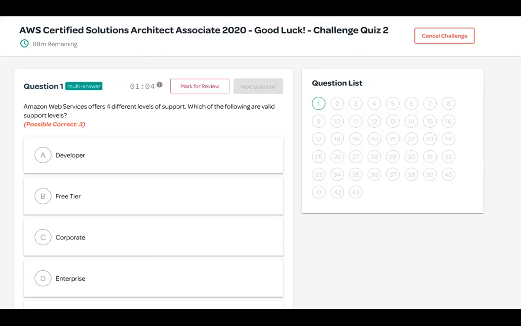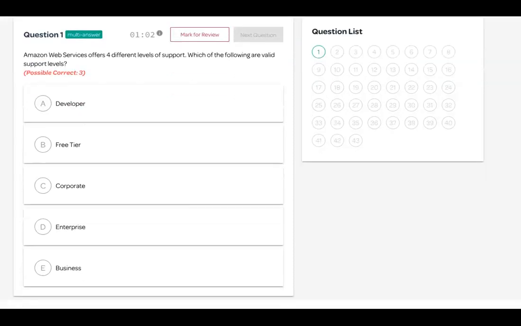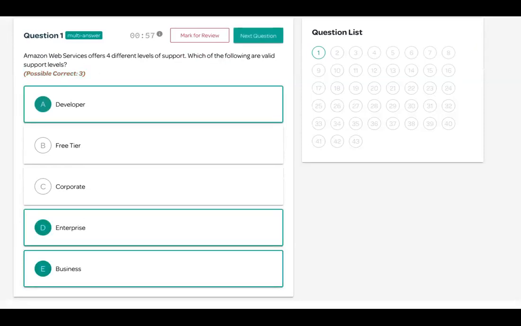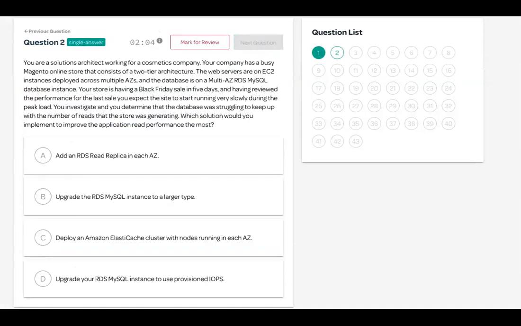Question number one: Amazon Web Services offers four different levels of support. Which are the valid supports? So first is business, enterprise, developer. I think these are the three. Basic is not mentioned here, so that's not included.